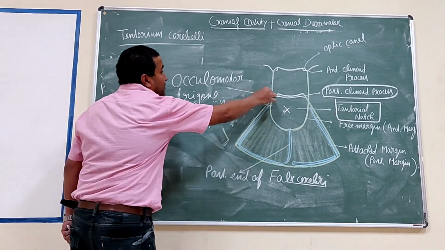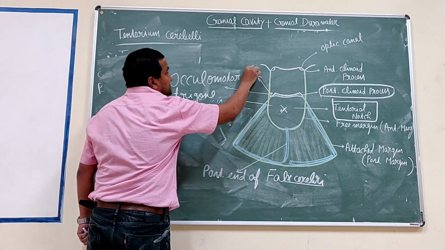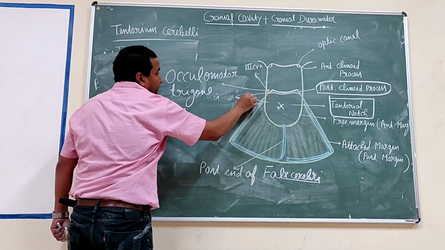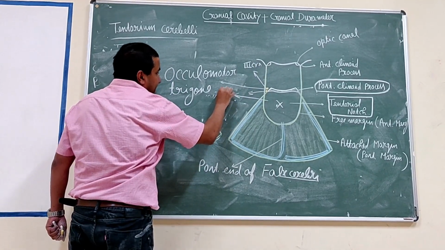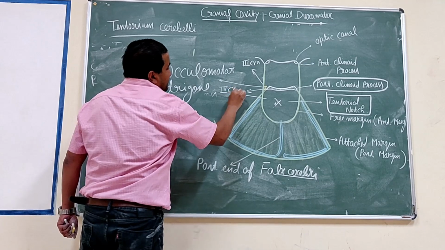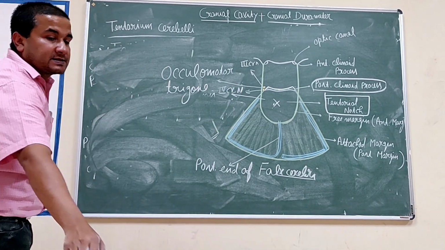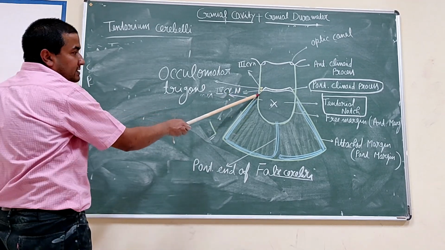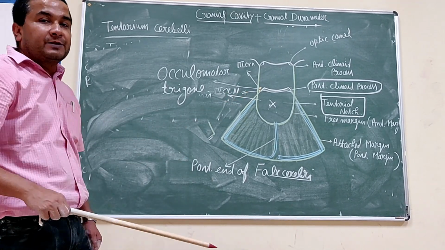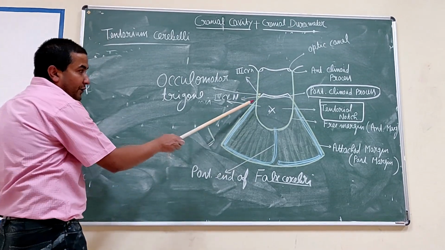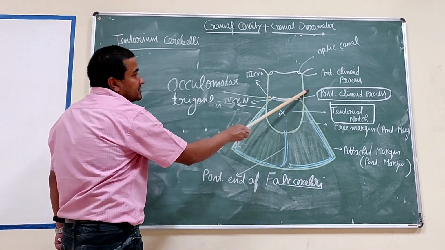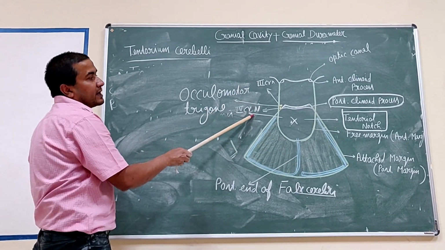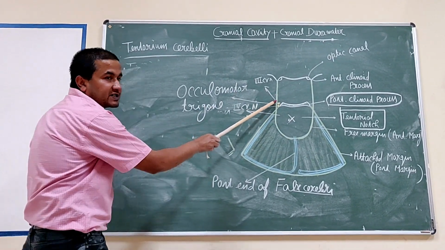This is the upper one, the oculomotor, third cranial nerve. And this is the fourth cranial nerve that pierces this triangular area just in front of the apex of the petrous temporal bone, where both margins cross each other, and these two nerves enter into the cavernous sinus.